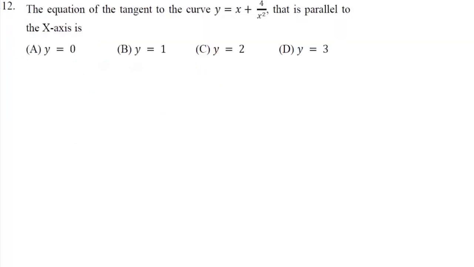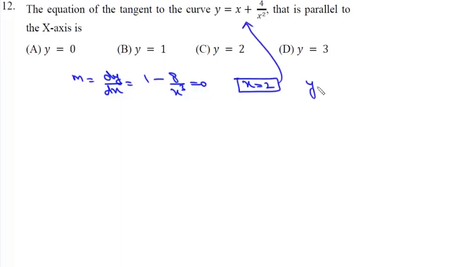Now here the question is, find the equation of tangent to the curve that is parallel to x-axis. Now if it is parallel to x-axis, then its slope, which is m, dy by dx, it must be 0. So it is 1 minus 8 upon x cube. It should be 0. So we'll get value of x as 2. And if we put x as 2 here, we'll get y as 3. So this point, it will be 2, 3. Now if we draw a line which is parallel to x-axis passing through 2, 3, equation is given by y equals 3, and that's your option D.